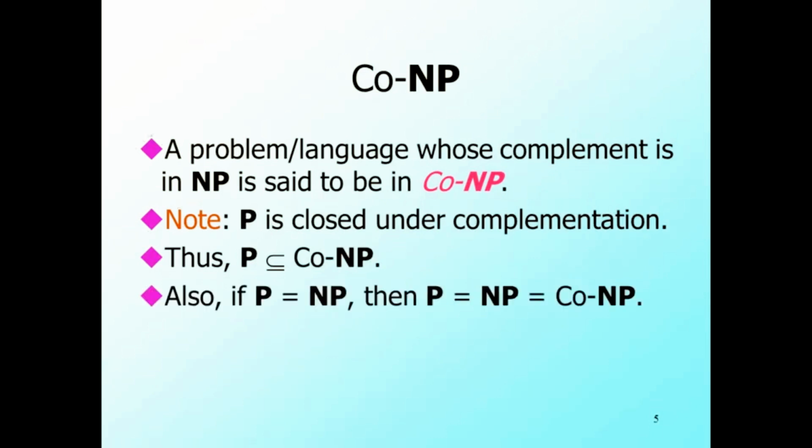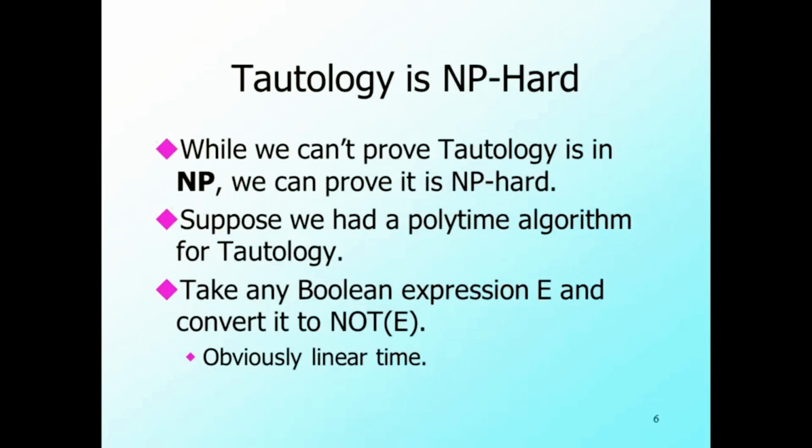Another important connection is that if P does equal NP, then P also equals co-NP, and therefore NP and co-NP are equal. However, it is possible, but unlikely, that NP and co-NP are the same, but that they are bigger than P. We can prove the tautology problem to be NP hard.